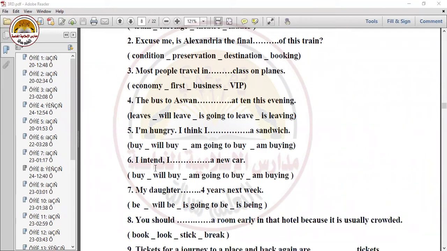Number six, I intend blank a new car: buy, will buy, am going to buy, am buying. I am going to buy. Yes, I'm going to buy if we have intention. Okay.